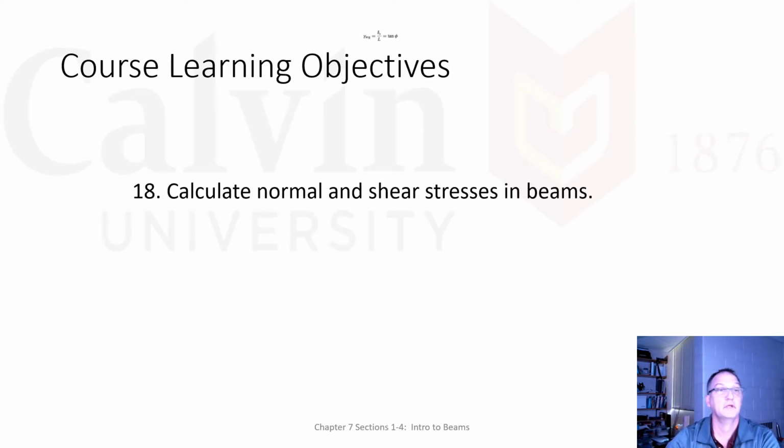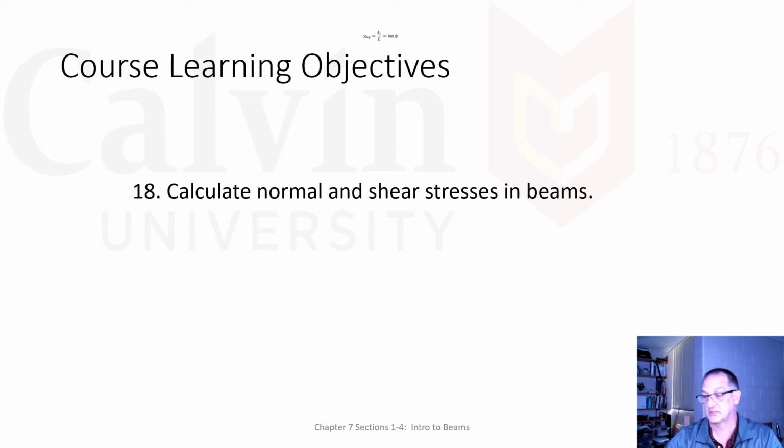There you go. The course learning objectives. The course learning objective for this section is, at the end of this, and that's not entirely true, it says calculate the normal and shear stresses in beams. Those are the long-term goals for the beams section, chapters 7 and 8. For this lecture, it's only calculating normal stresses, only the normal stress in the x direction.